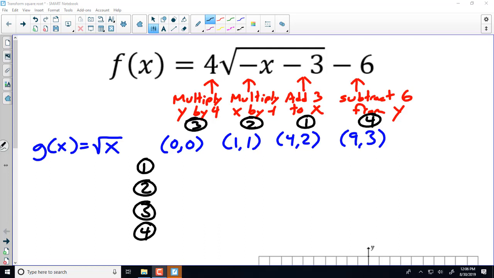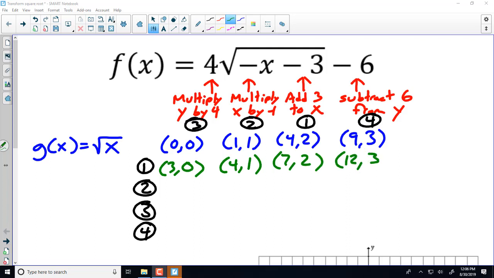Okay, let's go through and change our ordered pairs. The first step is to add 3 to all the x's without changing the y's at all. (3, 0), (4, 1), (7, 2), (12, 3). Okay, I have added 3 to all the x's and not changed the y's at all.